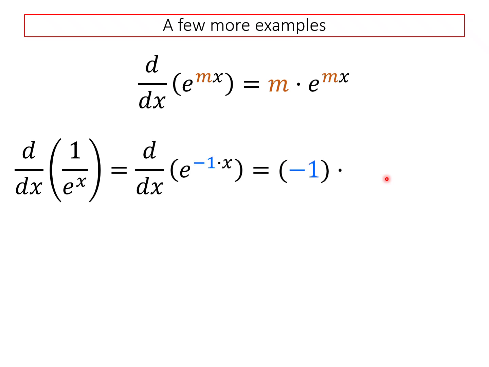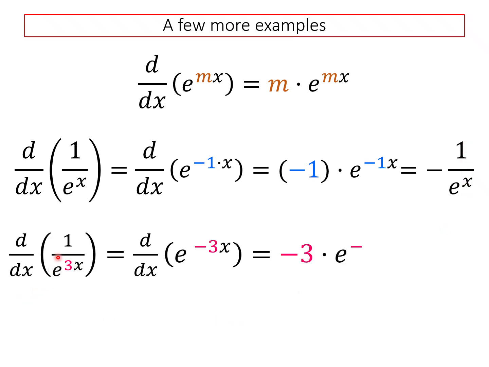using the same formula. d/dx of 1 by e to the power x. Here e to the power x appears in the denominator, so we will take it to the numerator. It will become e to the power minus x, which can be taken as e to the power minus 1 into x. So d/dx of e to the power minus 1 into x is equal to minus 1 times e to the power minus 1 into x, which is equal to minus 1 by e to the power x.